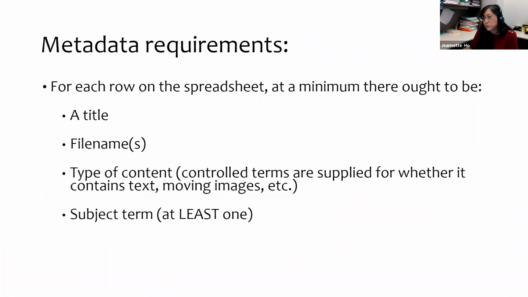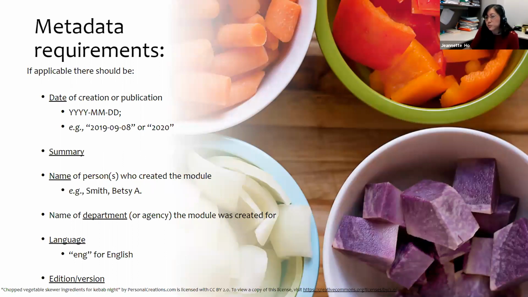So these are things that we absolutely require. There always has to be a title, always has to be file name or names, as well as the type of content. And we require at least one subject term. And if applicable, there should be a date of creation or publication if they know it. And publication is if something had been previously published prior to ingest. A summary or abstract, name of the creator, name of the department, and within Oak Trust, we have controlled names for departments, again, internal to Oak Trust. Language and edition version if there is more than one.